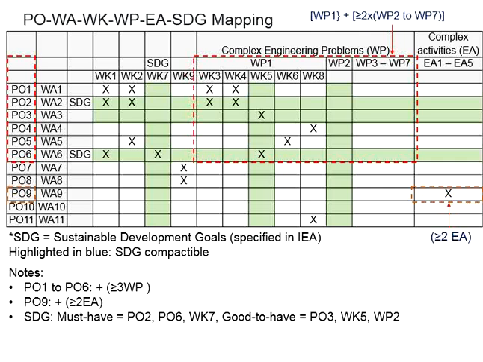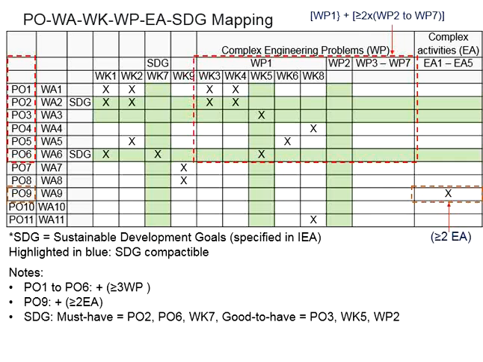The CO is attending to PO2, which is addressing the graduate attribute 2, and it should have SDG. The knowledge profile is WK4, and you have to have WP1 plus any 2 or more of those from WP2 to WP7. This is how you use this table.